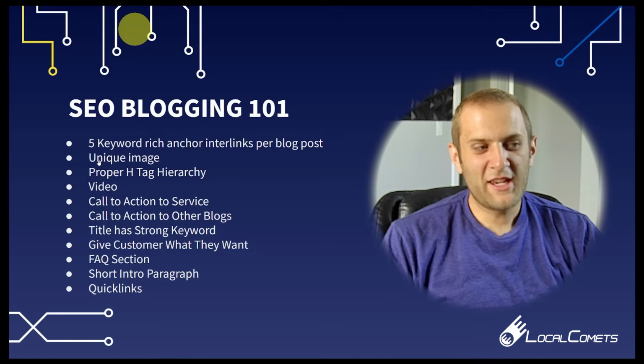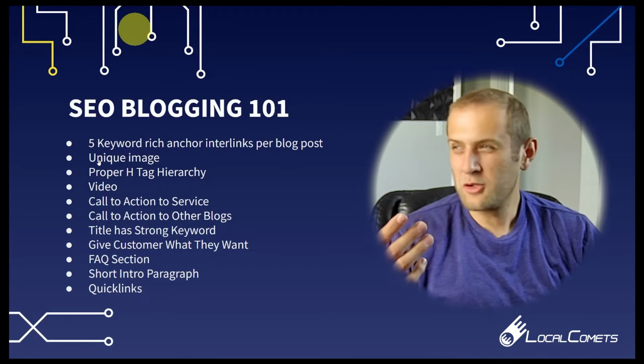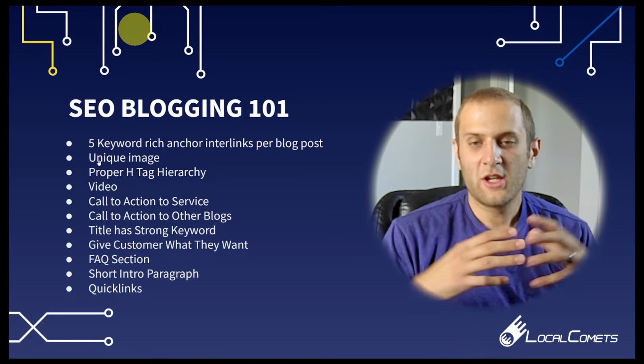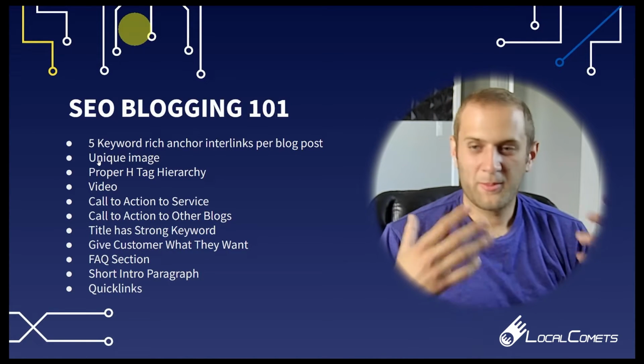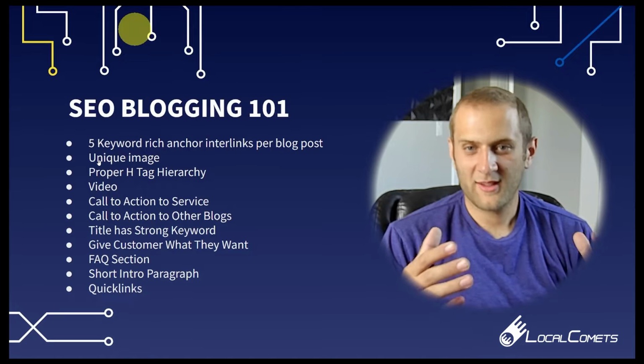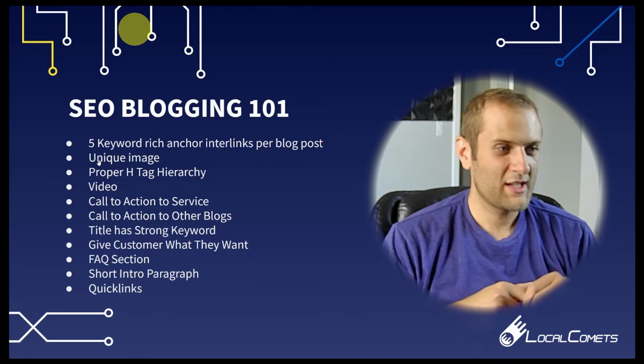Number 2 is a unique image. If you put images inside your blog posts, that will give people time to look at something. Google likes seeing those images, so that's a really good technique.